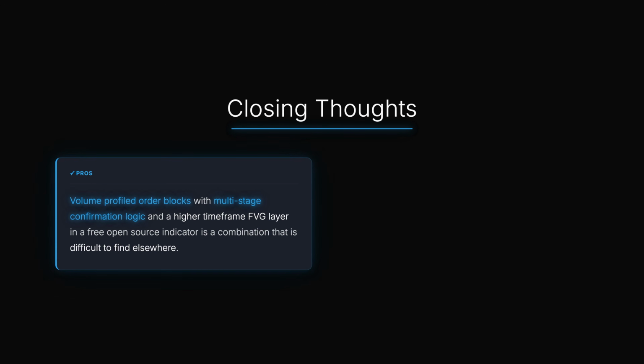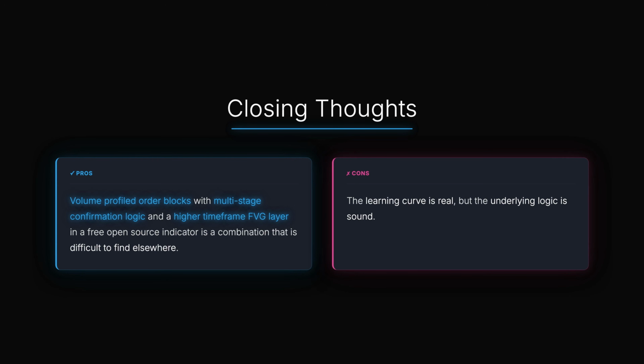Volume-profiled order blocks with multi-stage confirmation logic and a higher time frame FVG layer in a free open-source indicator is a combination that is difficult to find elsewhere. The learning curve is real, but the underlying logic is sound.